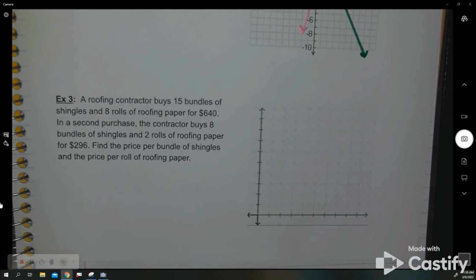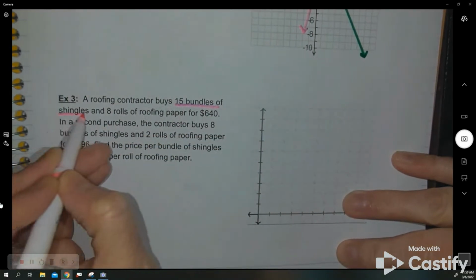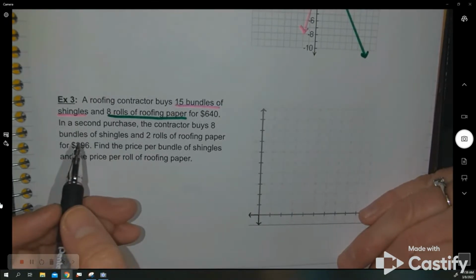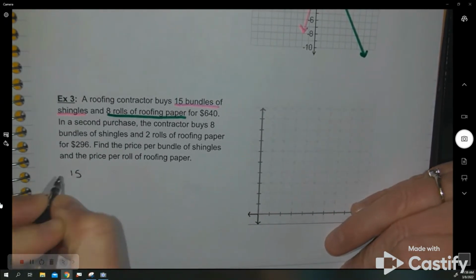So we have to look at what these equations are going to look like. We have a variable for shingles and we have a variable for roofing paper. If we take a look, this first one, we had 15 bundles of shingles and 8 rolls of roofing paper. So I'm going to say that the shingles are x and the roofing paper is y. So I have 15 bundles of shingles.